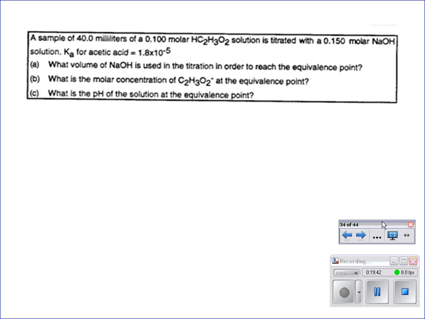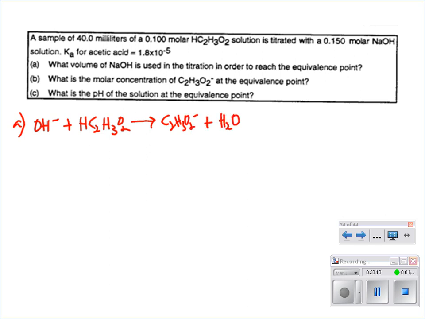And that's the key. A lot of people will look at part A, which says, what volume would you need to reach the equivalence point? People start freaking out because they don't know what to do. How do I do that? Go back to the basics. Go back and write your invasion equation. So what are we adding? We're adding OH minus to acetic acid. And we're going to have an invasion, and we're going to make acetate plus water.